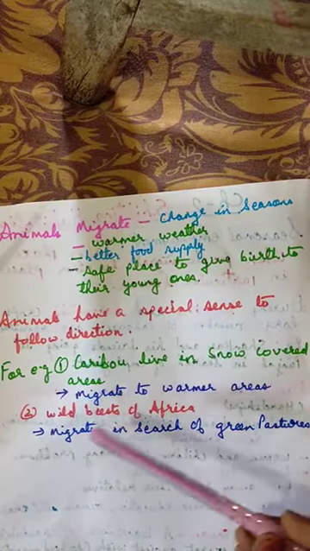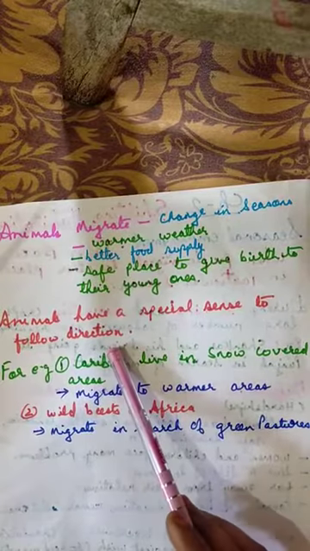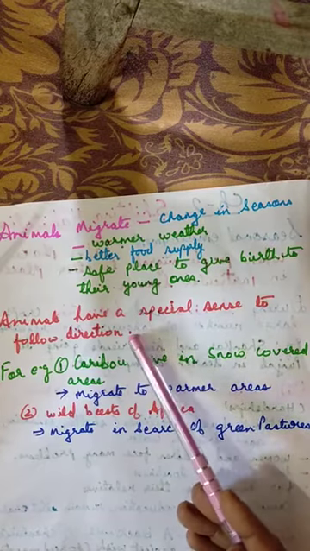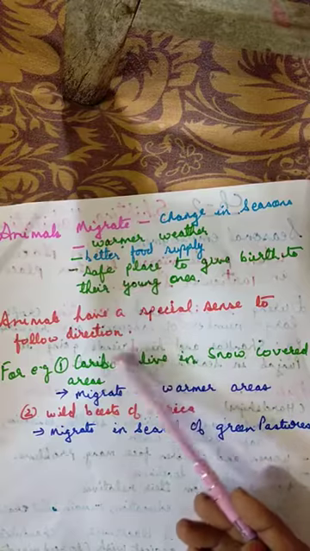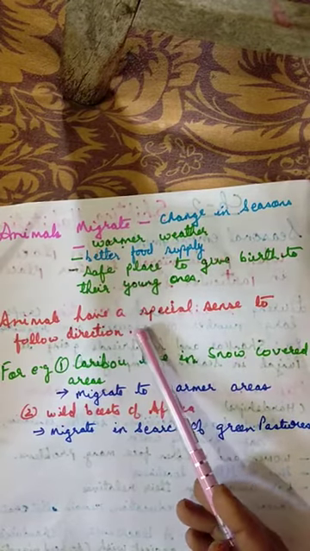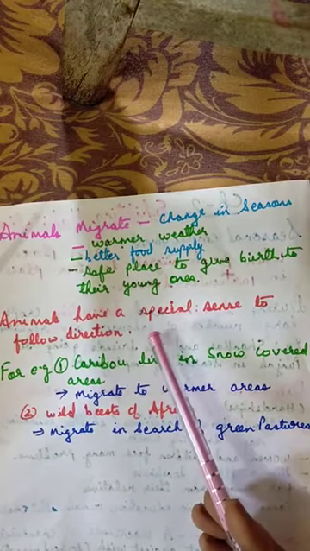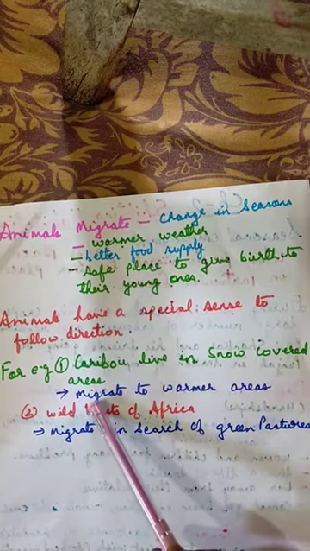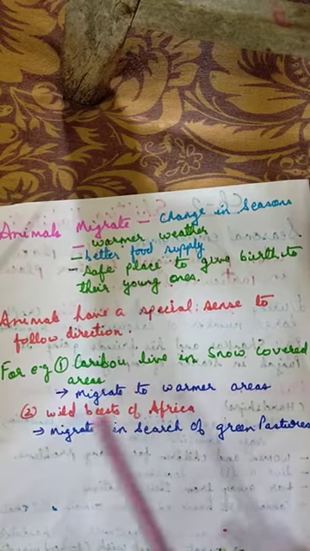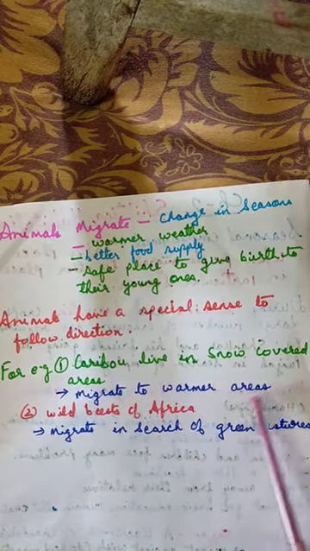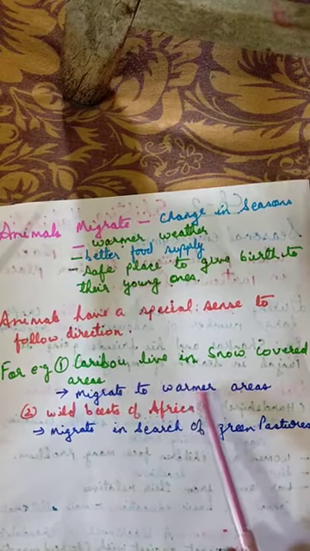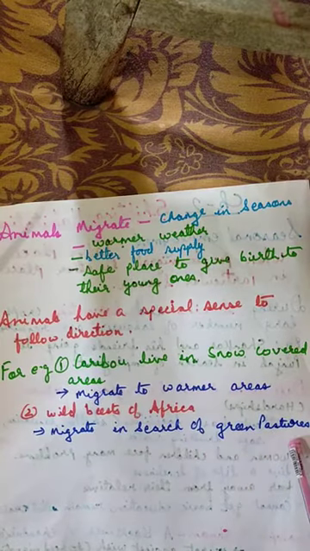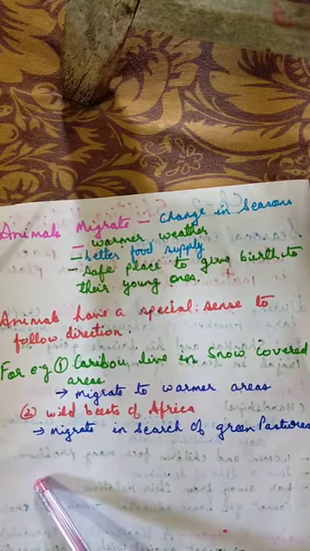Animals have a special sense to follow direction. Now, the question arises: human beings know the direction, that this is north, this is south, this is east, this is west. How do the animals get to know which direction they have to move? God has given them a special sense, and with this sense, they move in a particular direction. For example, caribou live in snow-covered areas, and they migrate to warmer areas because that is more suitable for them. The wild beasts of Africa migrate in search of green pastures. So, with this, we come to the end of this chapter. Thank you.